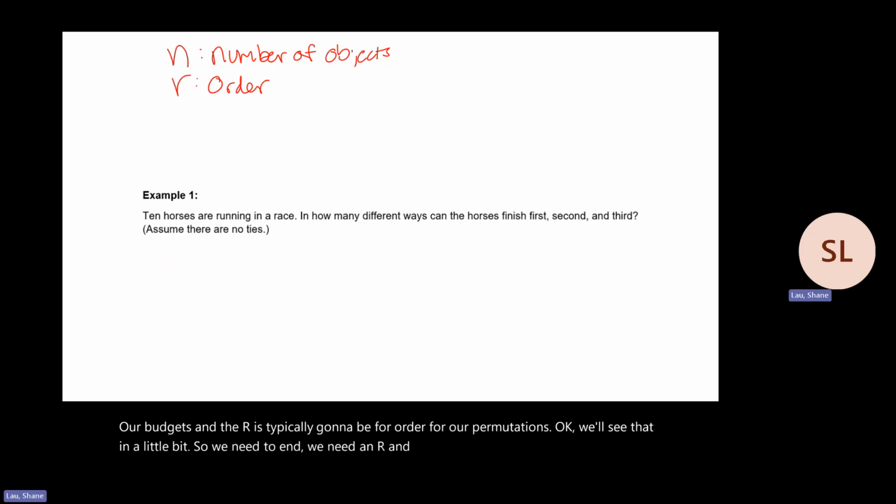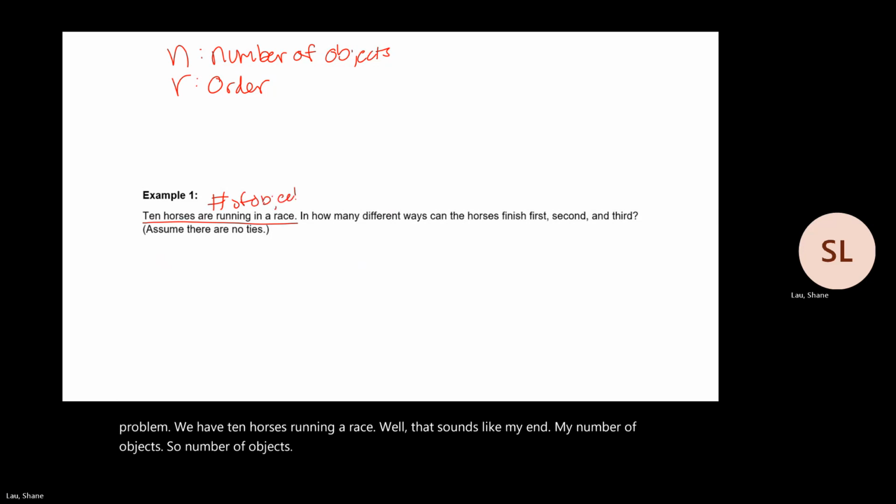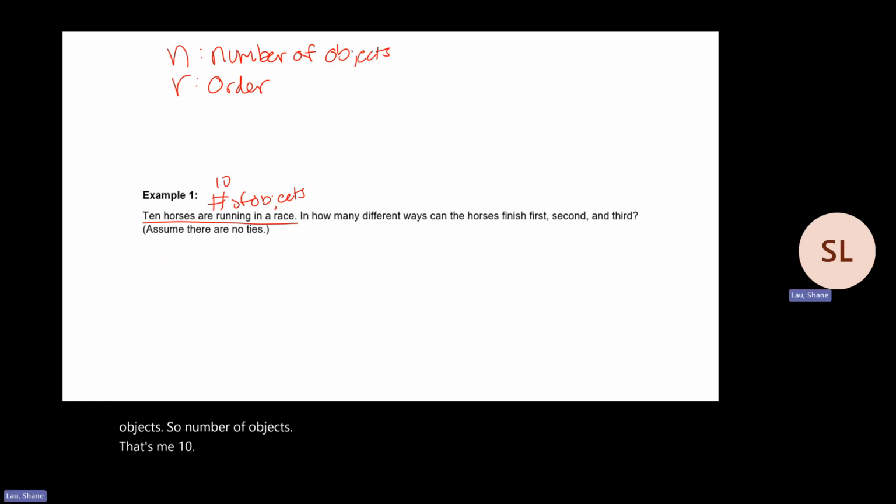And so we're going to reread this problem. We have 10 horses running a race. Well, that sounds like my N, my number of objects. So that gives me 10. And how many different ways can the horses finish first, second, and third? So this is our order. And as such, we are ordering 3 different things.